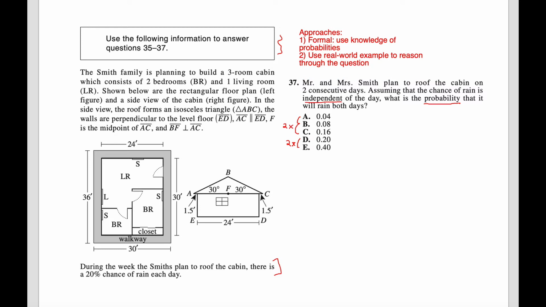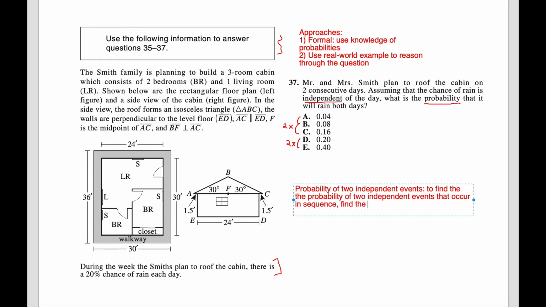To solve it using probabilities, I'm going to first write out what we actually need to know as far as probabilities go. So, probability of 2 independent events. To find the probability of 2 independent events that occur in sequence, find the probability of each event occurring separately, and then multiply the probabilities. So this is occasionally tested on the ACT as it is being tested right here.